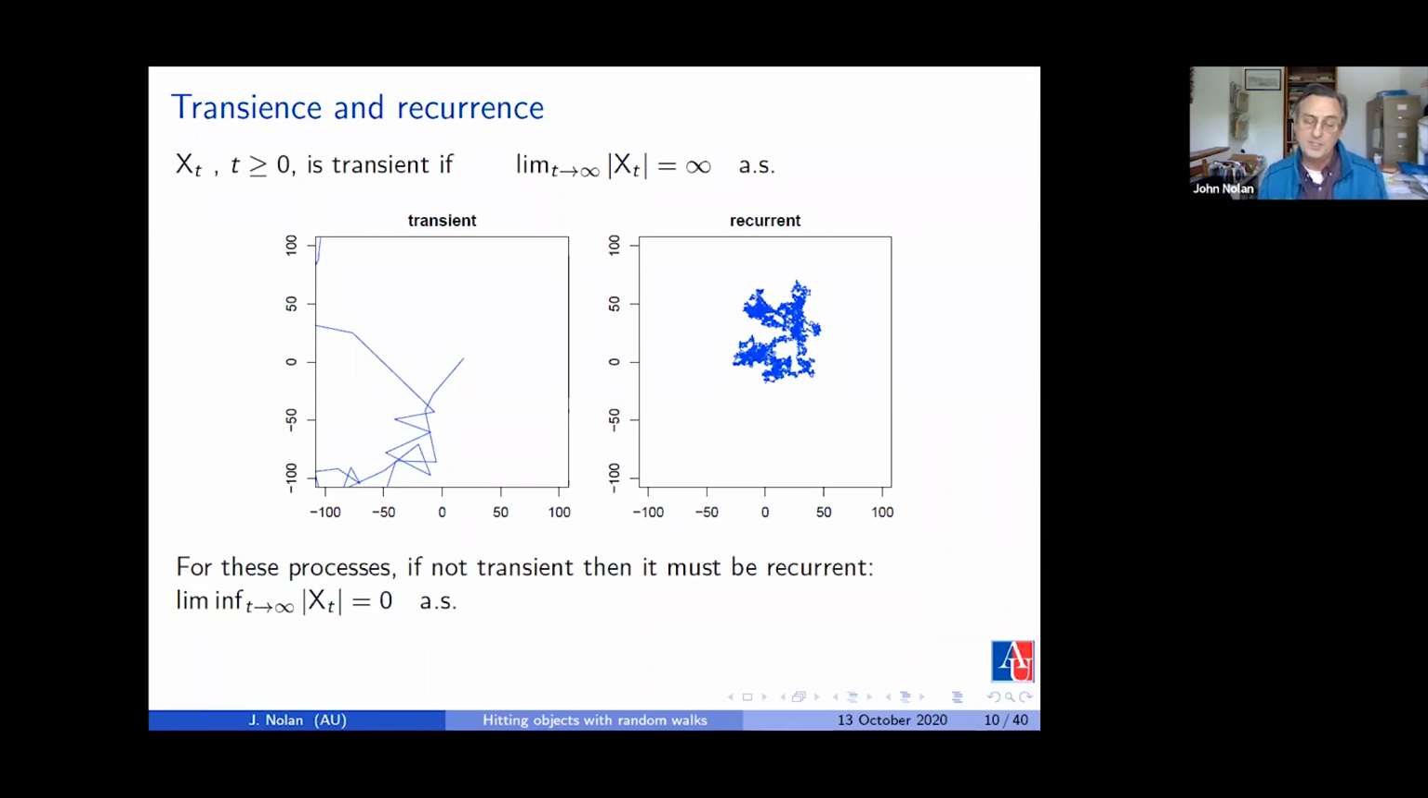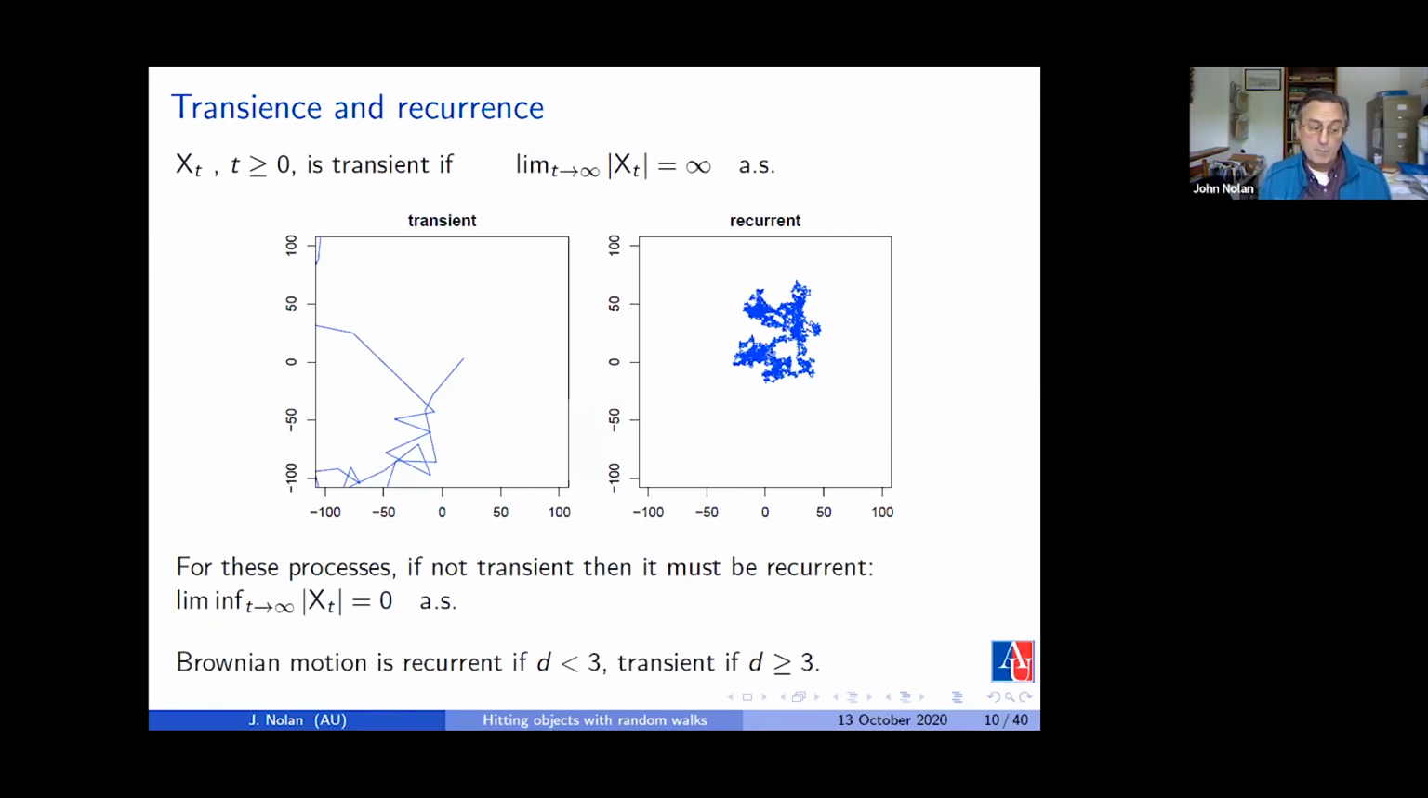Okay? So that's transient. Recurrent is the other possibility, and for the kind of processes we're looking at, there's a dichotomy. Either you're transient, that is you run off to infinity, or it must be recurrent. In this setup, we're starting at 0, so we can move around, but we always come back to 0. Maybe not exactly 0, but arbitrarily close to 0. A mathematical statement of that is: the limit of the absolute value is 0. So at arbitrarily large times, we get arbitrarily close to 0. You keep coming back, hence the term recurrent.